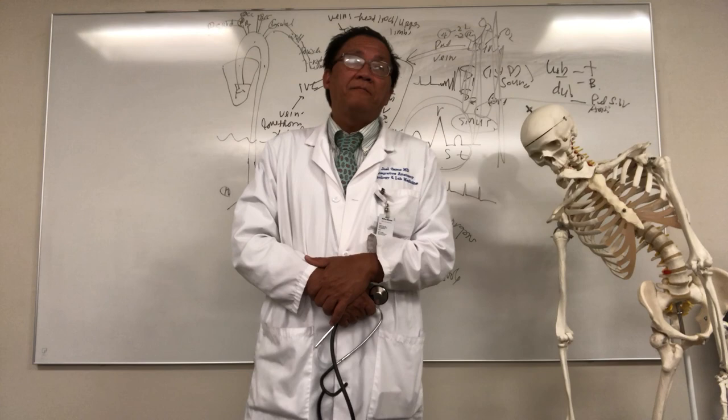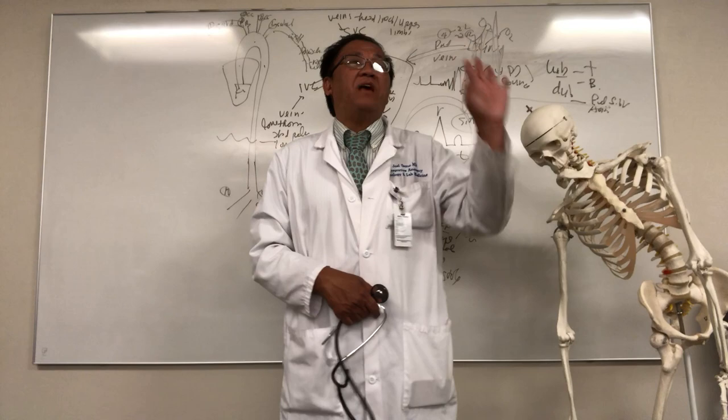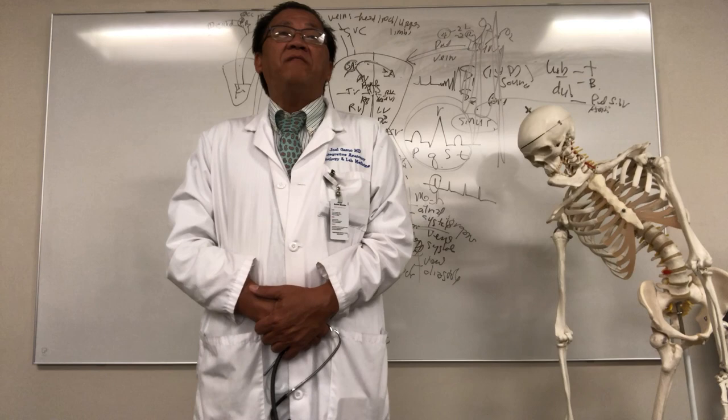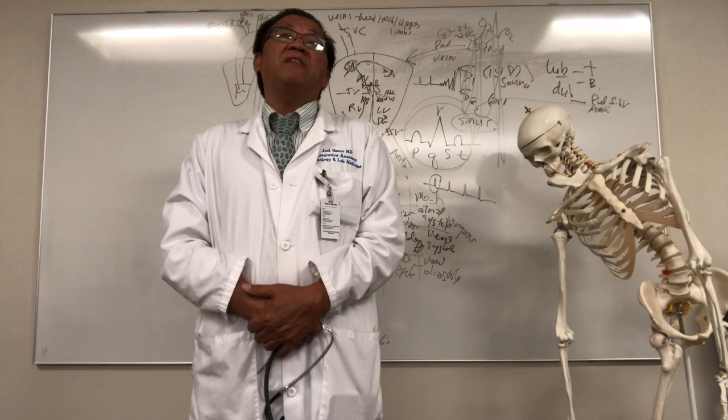So, notice three of them are on the left side. Which one is on the right side of the sternum? Only the aortic valve. The pulmonary valve, the tricuspid valve, and the mitral valve are all on the left side in relation to the sternum. But which one uses the mid-clavicular line?